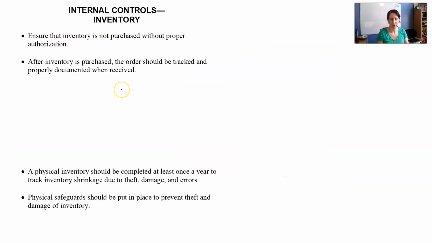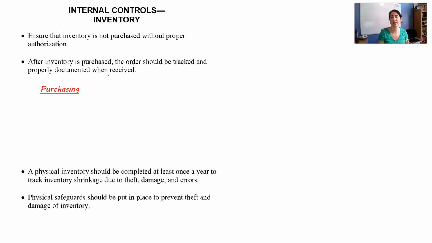Internal controls. Internal controls of inventory ensure that inventory is not purchased without proper authorization. Imagine inventory is one of those things that get stolen, right? A lot. So we should track it. We have to purchase it properly. It's got to go through a bunch of channels. This is called internal controls.